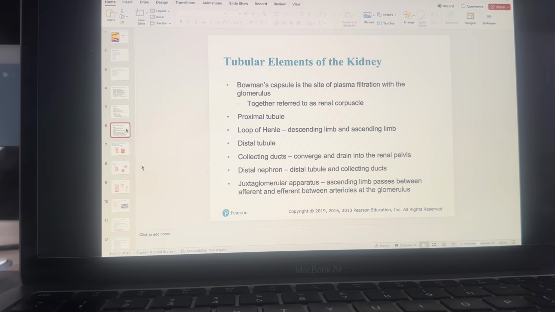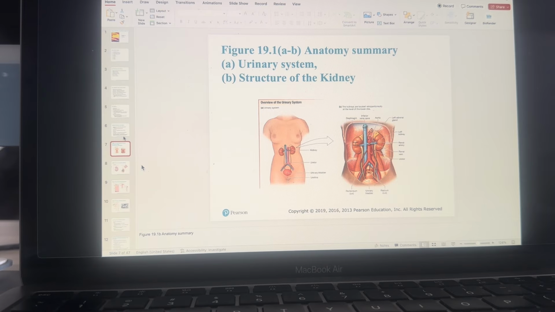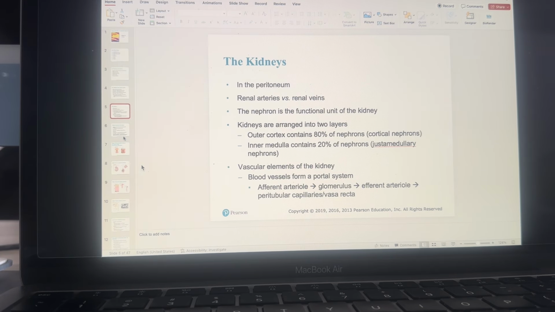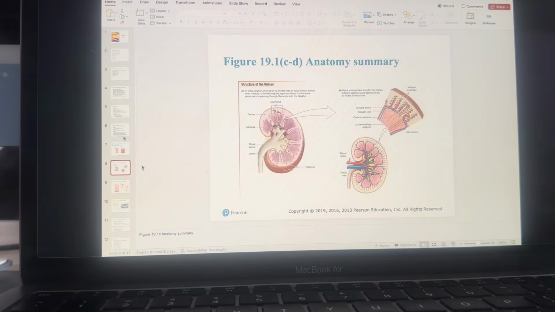Okay. Within the kidneys, we talked about their function, right? What is their function to do? What's the function of the kidneys? Filtration. Filtration, right? And are they filtering blood or are they filtering the plasma in the blood?